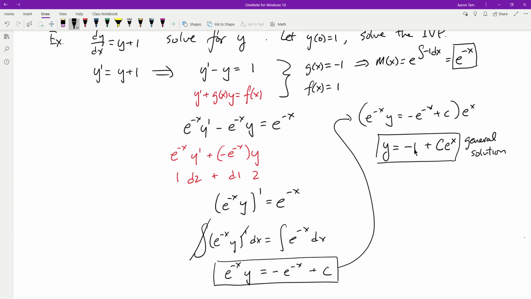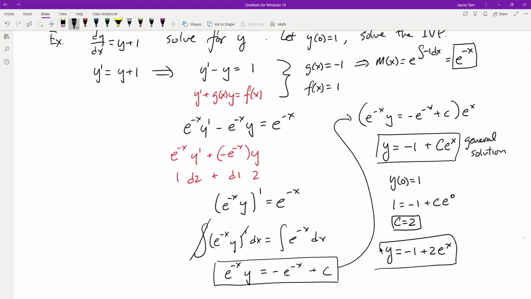Now I need to plug in my initial condition. So I know y of 0 equal to 1. Therefore, meaning 1 equal to negative 1 plus c e to the 0. And if my math is correct, that becomes c must equal 2. So now I'm ready to present my particular solution. So that is the solution that satisfies the differential equation and the initial condition. This sometimes is referred to as a particular solution, subject to the initial condition of y of 0 equal to 1.